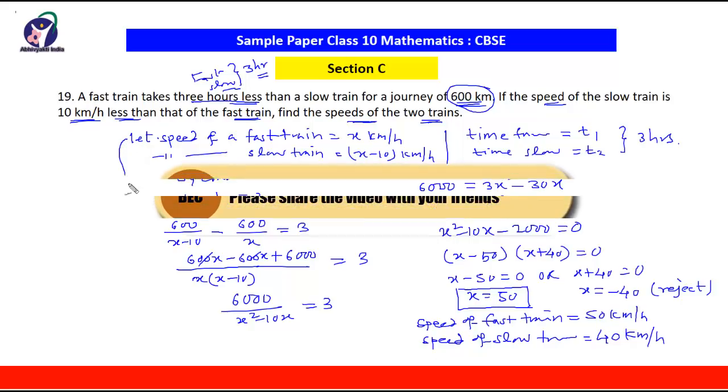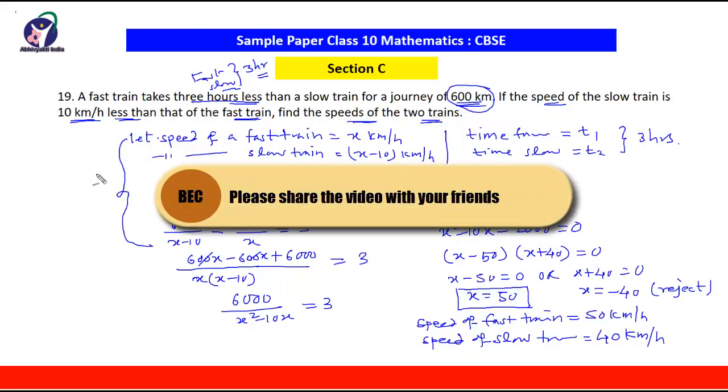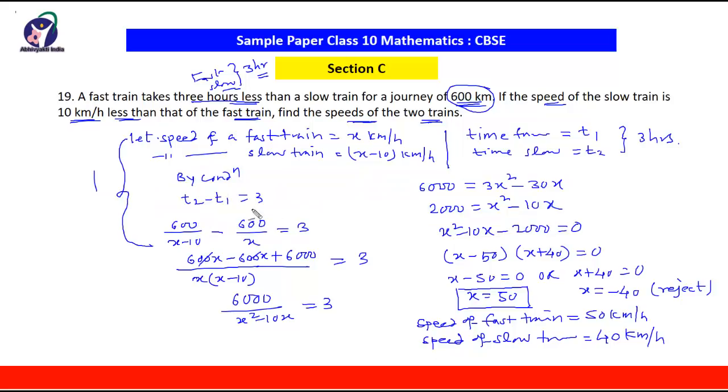Now here this part will carry 1 mark, meaning until you make the equation. Once you have got the correct equation, you will get 1 mark, and the rest of the part up to x is equal to 50 will get 1.5 marks, and this answer will get half a mark. So it will be 1 mark, 1.5 marks and half a mark, total you will get 3 marks.